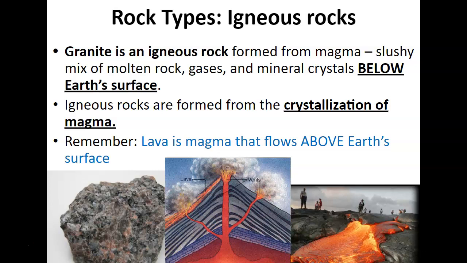So if you remember, lava is magma that flows above the Earth's surface. So it's magma when it's below the Earth's surface, but when it comes above, it turns to lava, and it's called lava. The igneous rock is formed when that magma crystallizes.